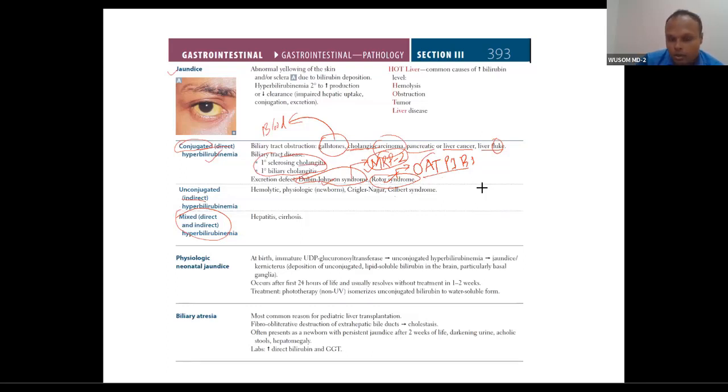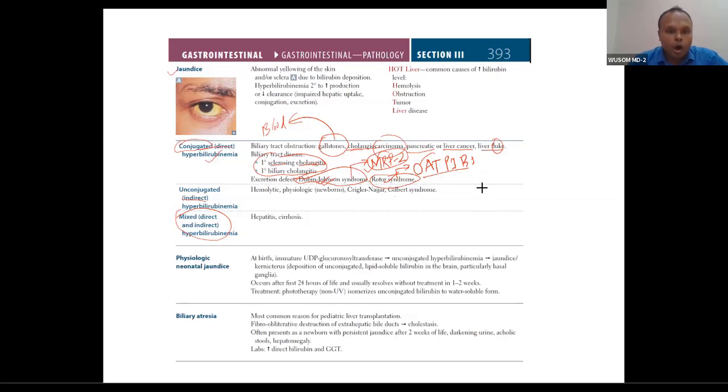There are some other conditions, such as sclerosing cholangitis, where the bile duct or canaliculi are not patent. Any condition, whether sclerosing or any other obstruction of bile, will cause obstruction. So obstruction is the cause for high conjugated bilirubin.